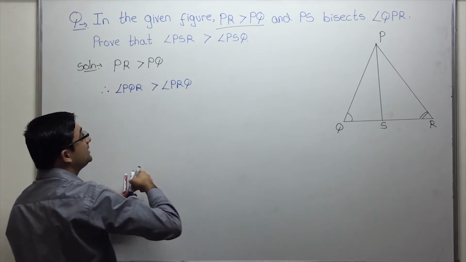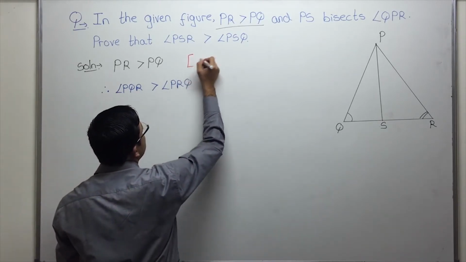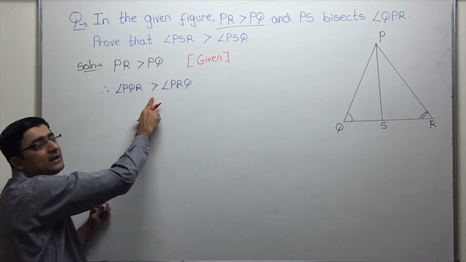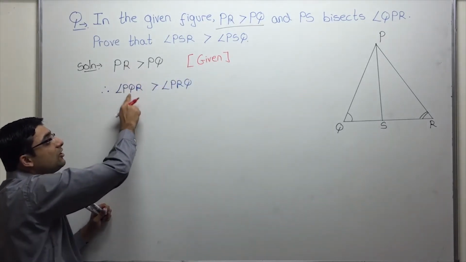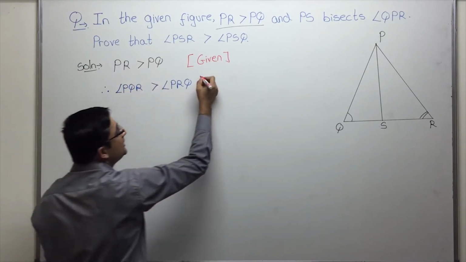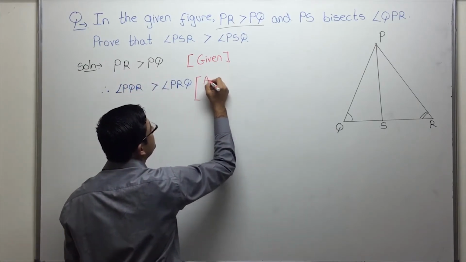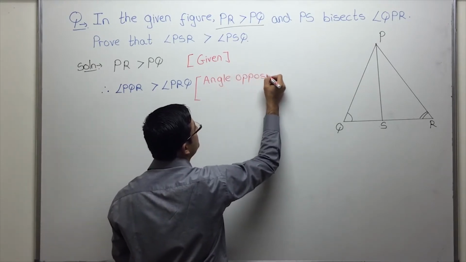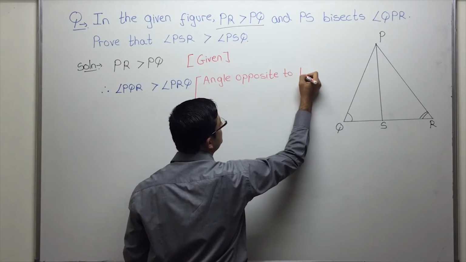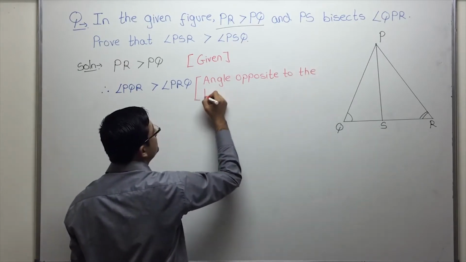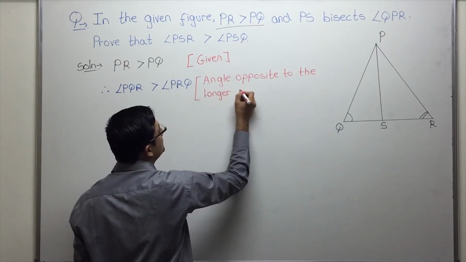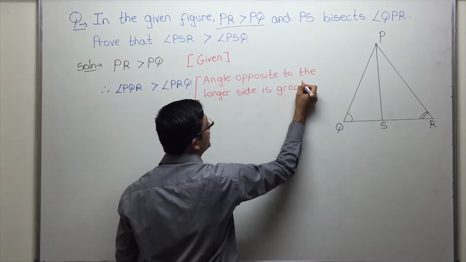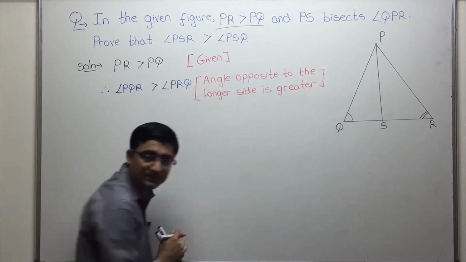Write the reason in bracket. So PR greater than PQ, this is given to us. So the moment in a triangle you have one side greater than the other, apply this theorem. Angle opposite to the longer side is greater than angle opposite to the shorter side. Write it over here. So angle opposite to the longer side is greater, right?